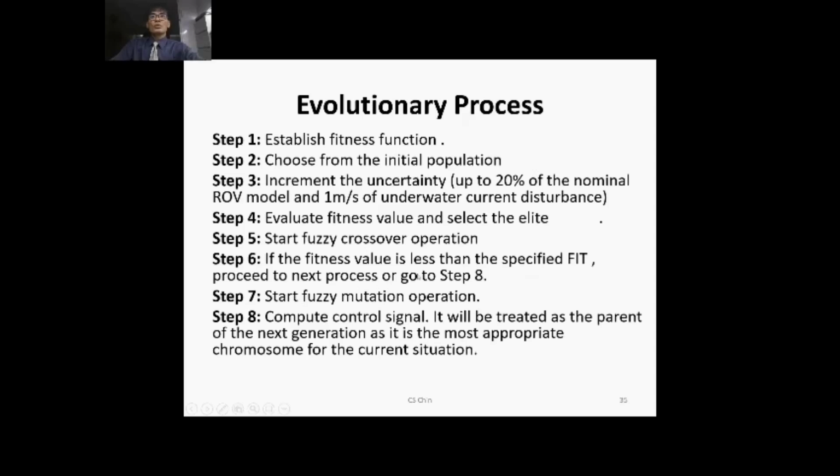next process and go to step 8, where we can compute the control signal. If not, we have to start the fuzzy mutation operations. If we go to step 8 and compute the control signal, it will be treated as a parent of the next generation, as it is the most appropriate chromosome for the current situation.